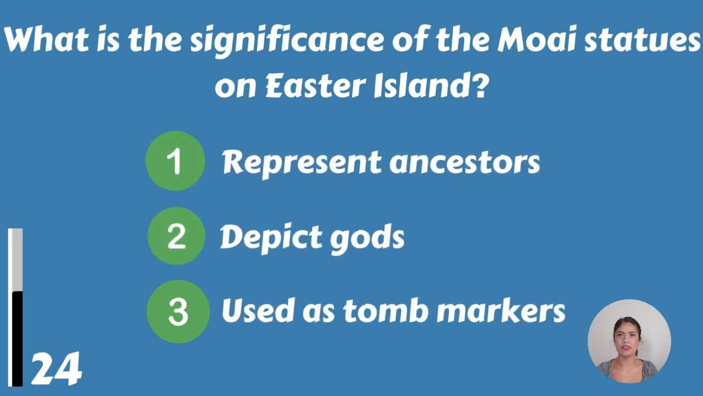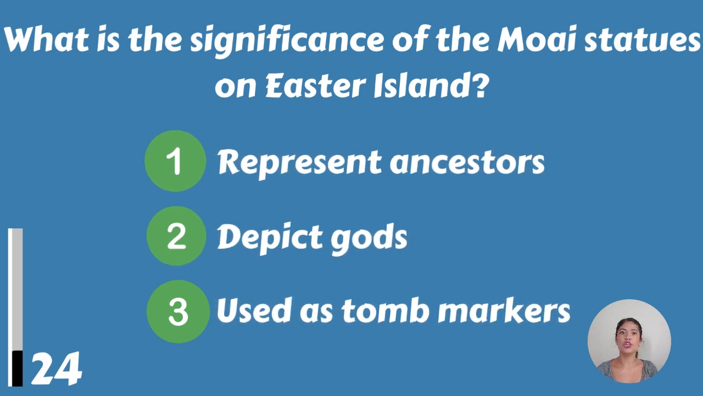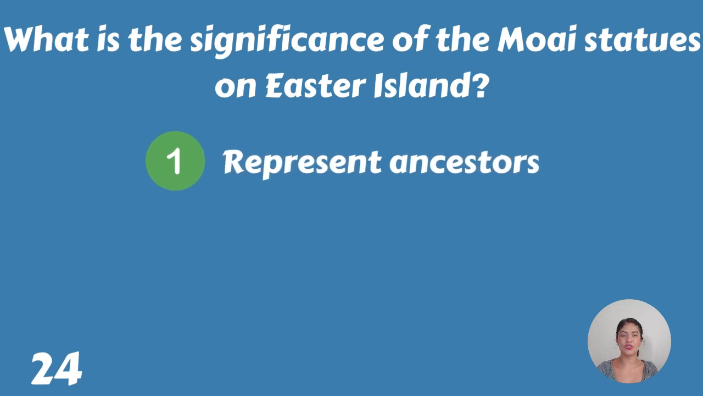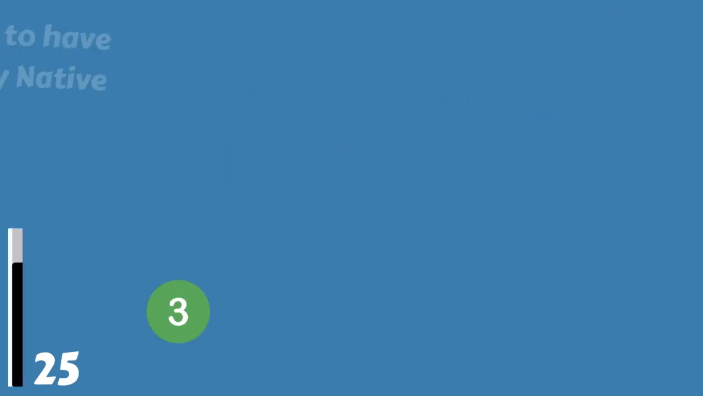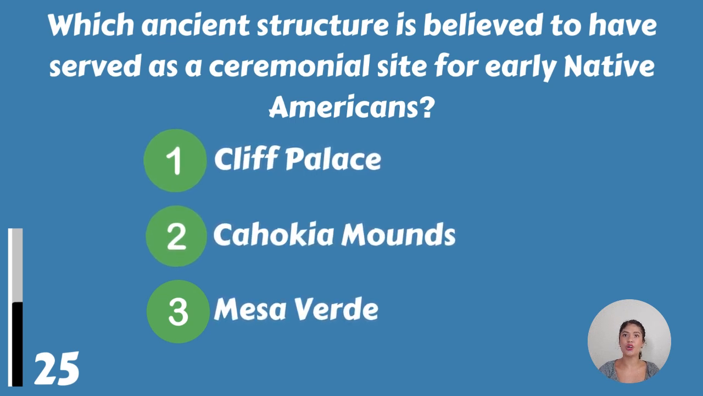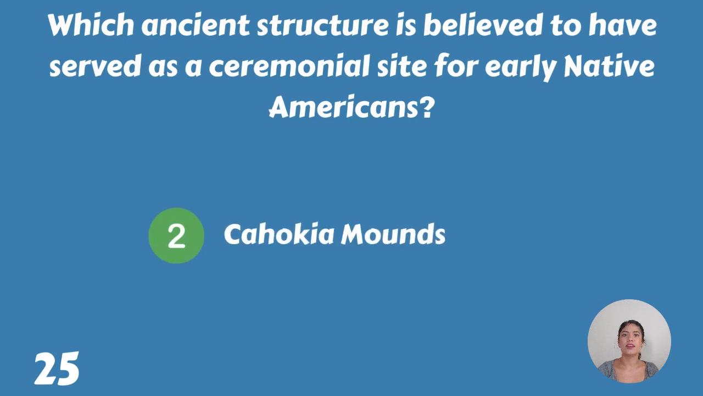What is the significance of the Moai statues on Easter Island? Represent ancestors, depict gods, used as tomb markers. Represent ancestors. Which ancient structure is believed to have served as a ceremonial site for early Native Americans? Cliff Palace, Cahokia Mounds, Mesa Verde. Cahokia Mounds.